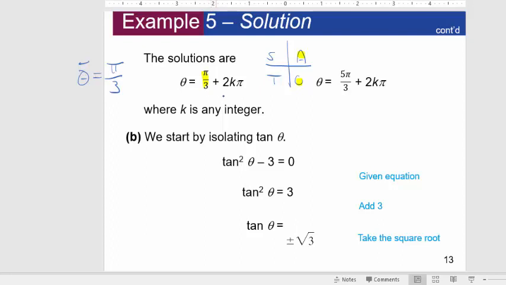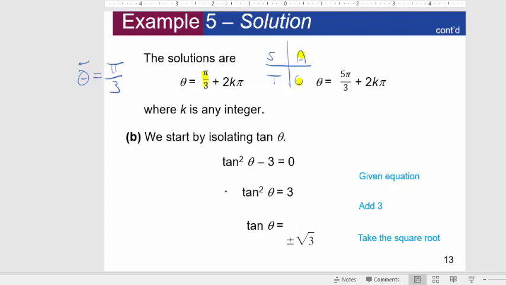So those are your solutions in 0 to 2 pi, but then you have to add 2 pi k to your solutions to get the general solution, because again, it's just the idea of you keep wrapping around the circle, or you keep going through a period of the function until you get back at the same solution. So here your solutions are pi over 3 and 5 pi over 3 plus 2 pi k.